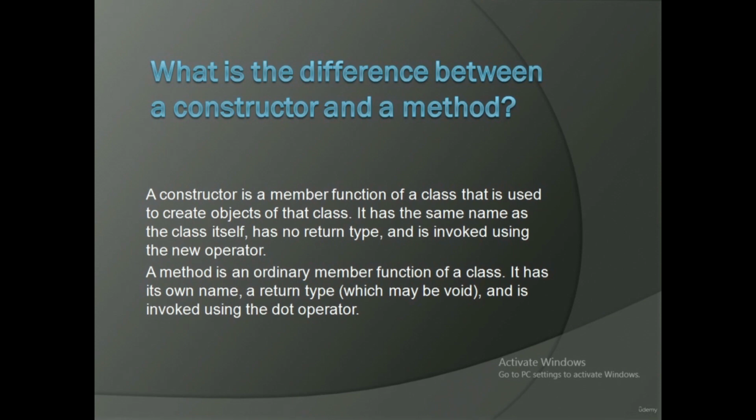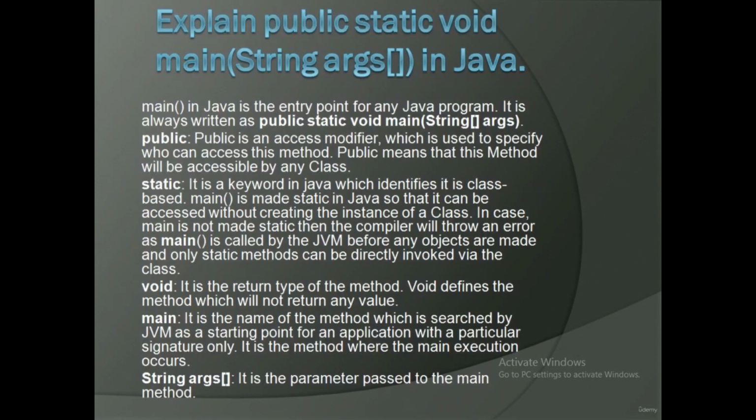Let's see another question. Explain public static void main(String[] args) in Java. The main method in Java is the entry point for any Java program. It is always written as public static void main(String[] args). Here, public is an access modifier which is used to specify who can access this method. Public means that this method will be accessible by any class.